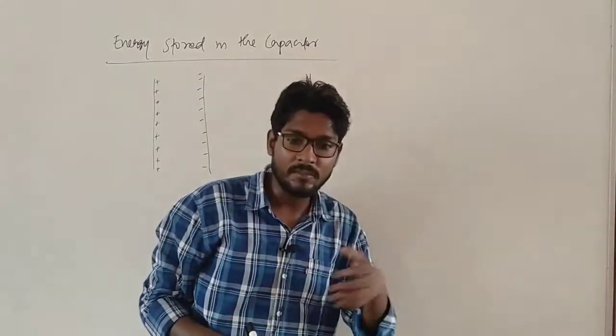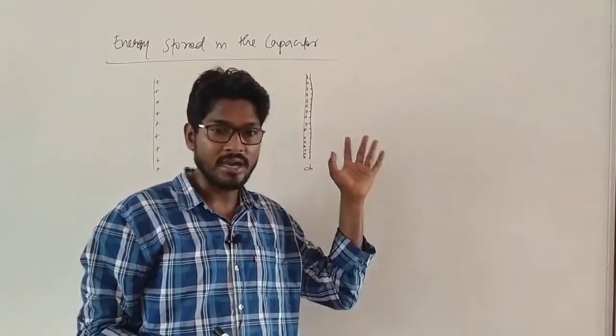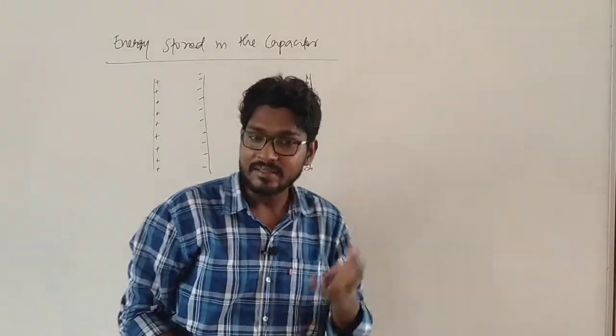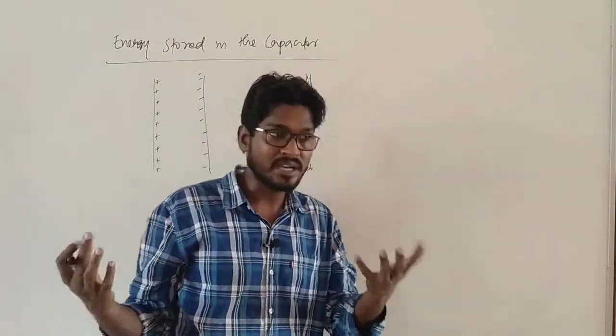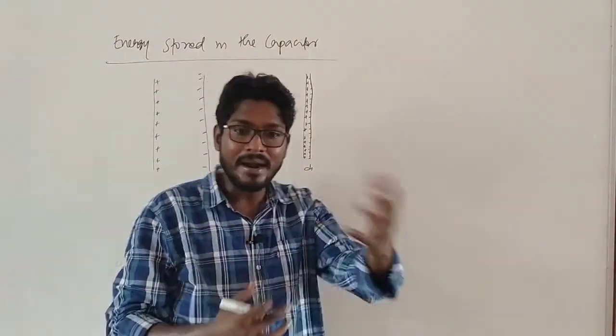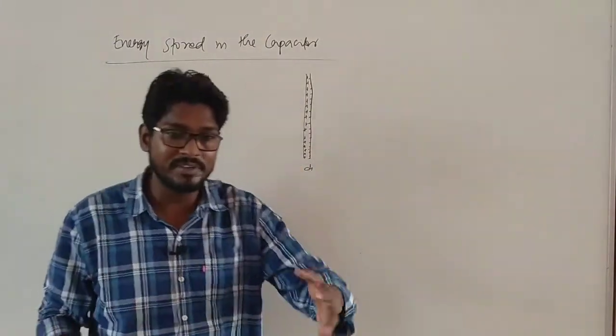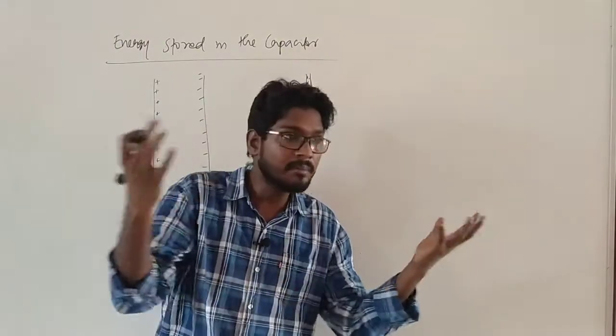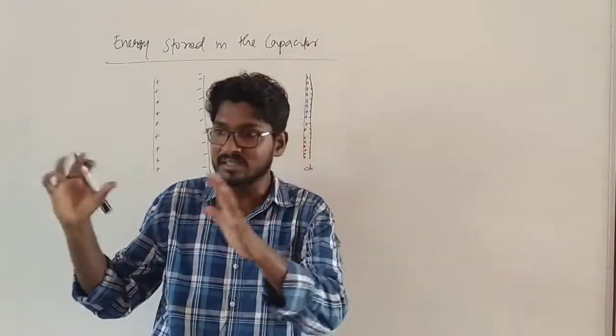And since there is interaction between the plates, and if you are changing the configuration, you will have to do some work, and that work will be stored as a potential energy in the system, and that is the change in potential energy of the capacitor. Since these two are interacting, due to that interaction there will be some energy stored in the system. That is the potential energy.